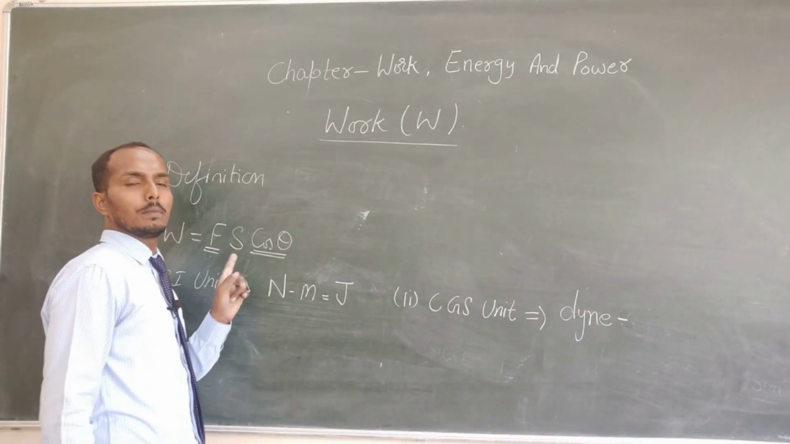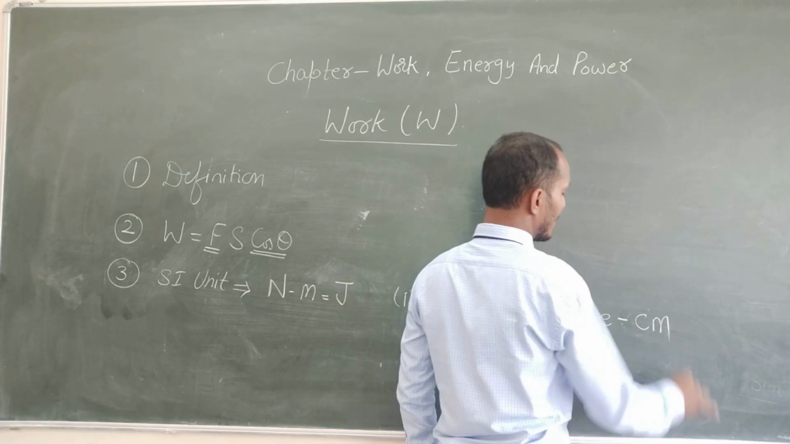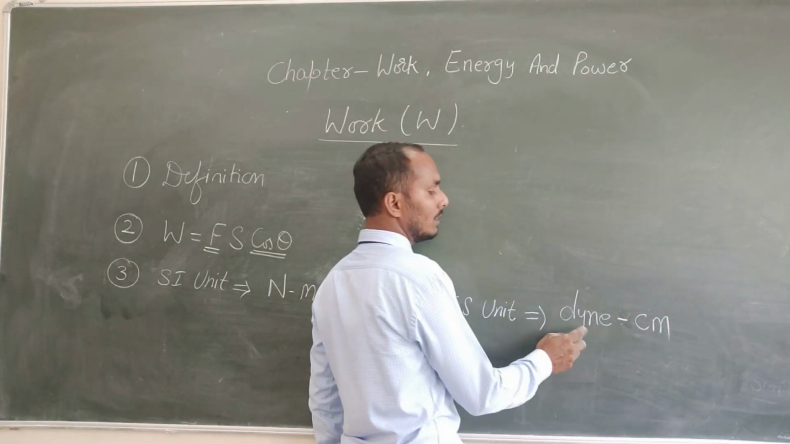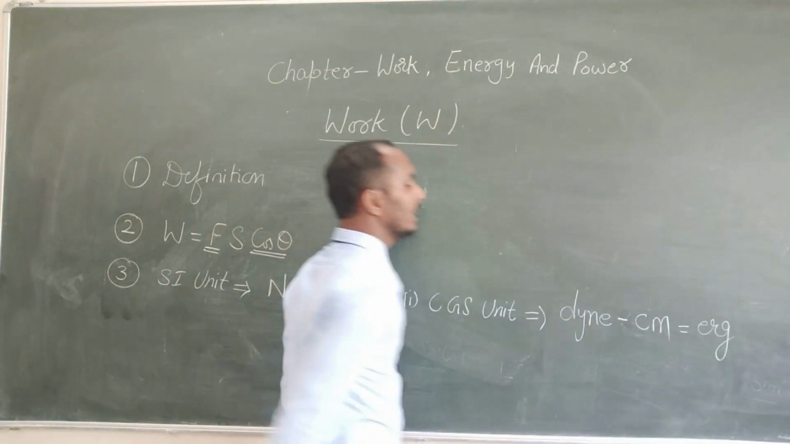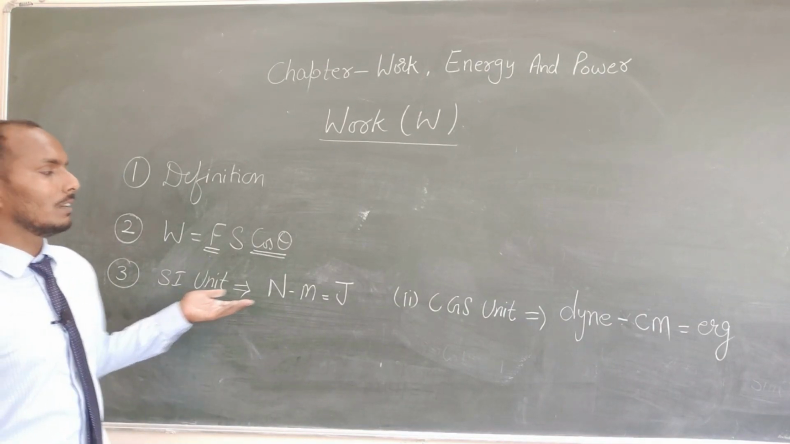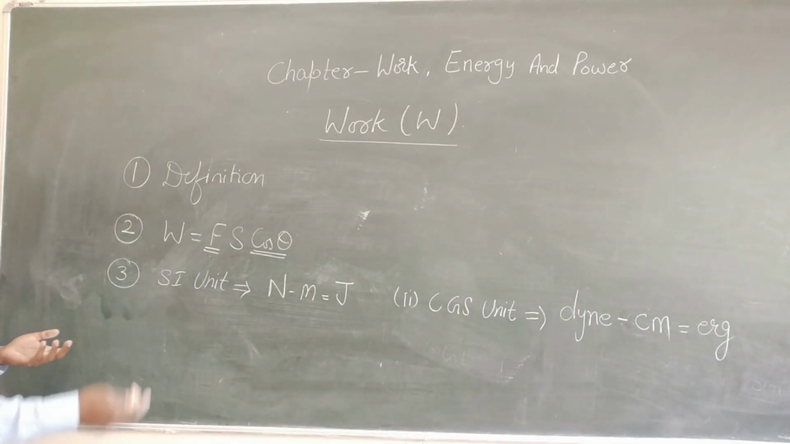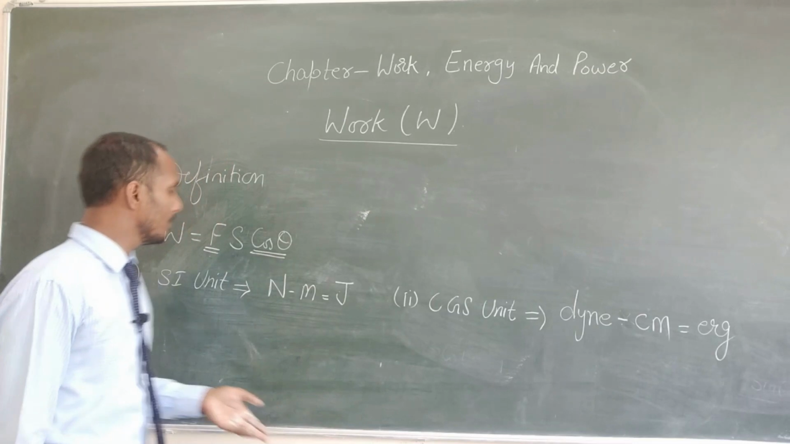Displacement is a kind of length, measured in centimeter. Now combine dyne and centimeter: dyne centimeter is known as erg. Sometimes work is given in terms of erg. If erg is given, then it means it is a unit of work.